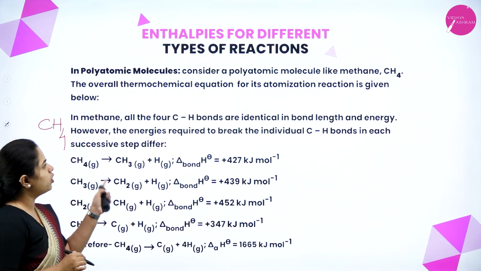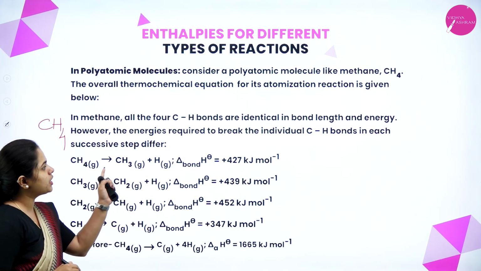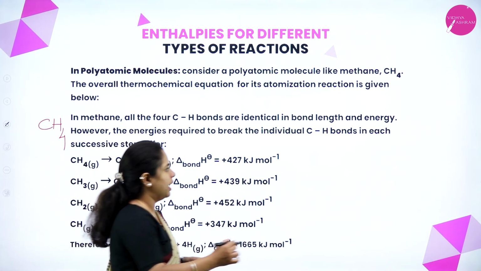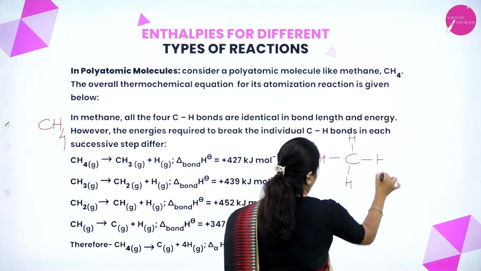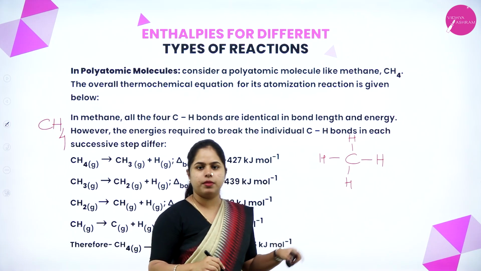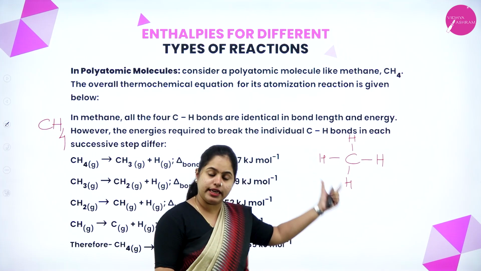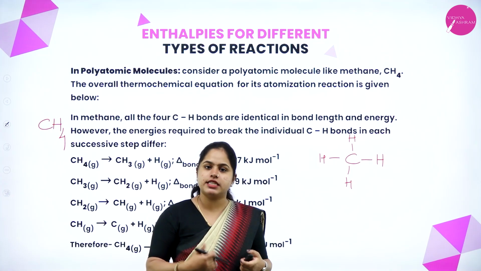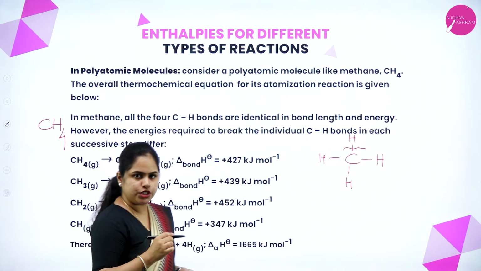Okay. All the 4 carbon-hydrogen bonds are identical in bond length and energy. However, the energy required to break the individual carbon-hydrogen bond is different in each step. That means that initially we have CH4. So in this case, it is not a diatomic molecule, right? Carbon is having 4 different bonds with hydrogen, right? So even though the bond length is the same for each of these carbon-hydrogen bonds, still the bond dissociation energy is different. That means that let's assume that this is the first carbon-hydrogen bond which is breaking.